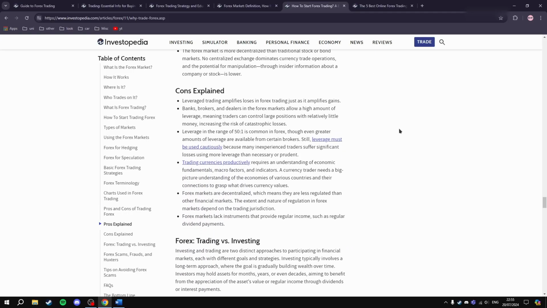Cons explained. Leveraged trading amplifies losses in Forex trading just as it amplifies gains. Banks, brokers and dealers in the Forex markets allow a high amount of leverage, meaning traders can control large positions with relatively little money, increasing the risk of catastrophic losses.